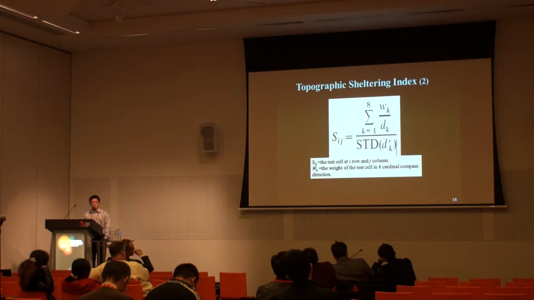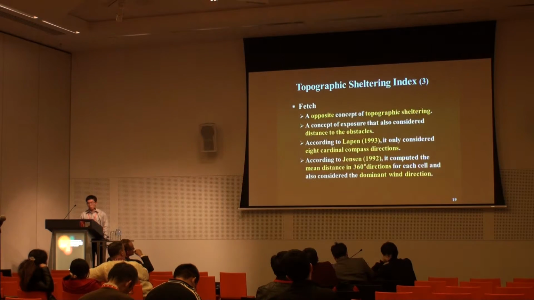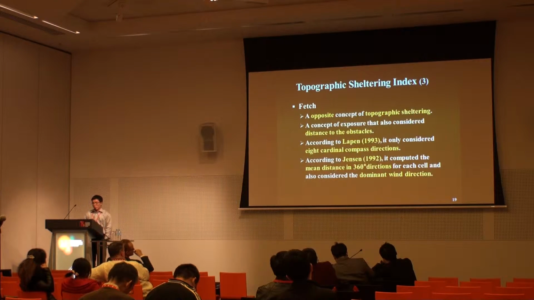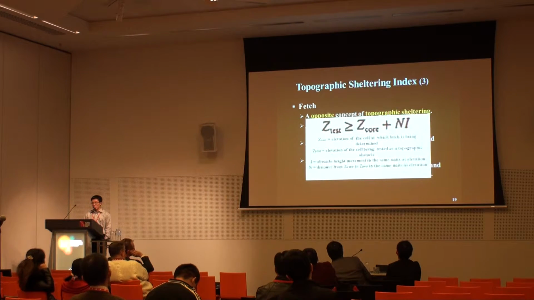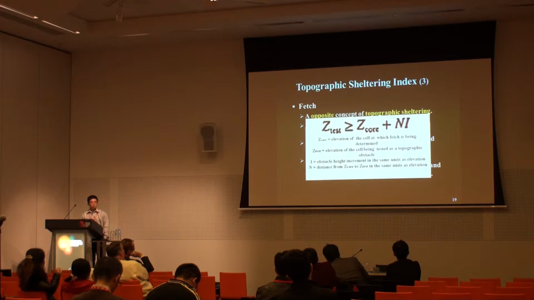And finally, we use this function to calculate it. And here's the opposite concept of topographic sheltering, we call fetch. It also considers distance to the obstacle, but it's a concept of exposure. According to Lapin, it considers the 8 coordinate compass directions and uses this function to calculate it.